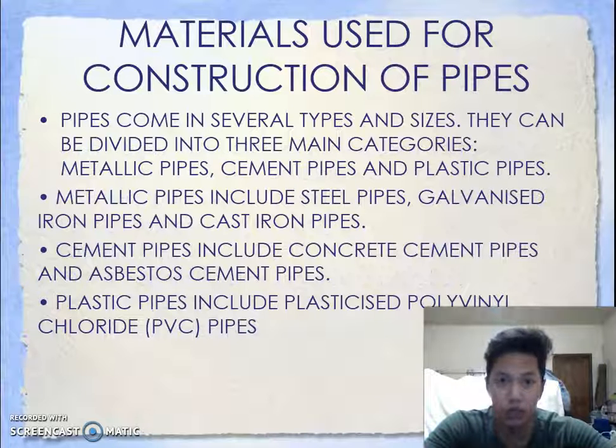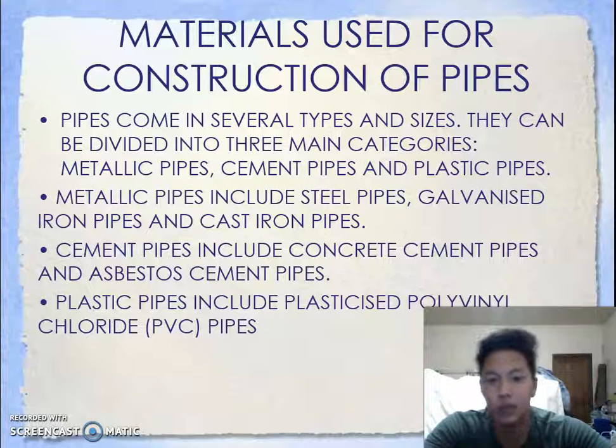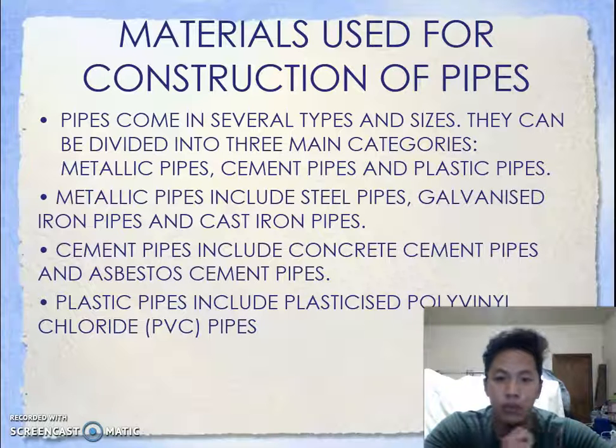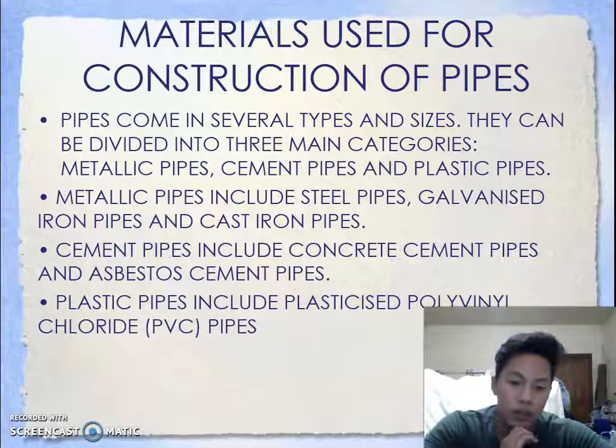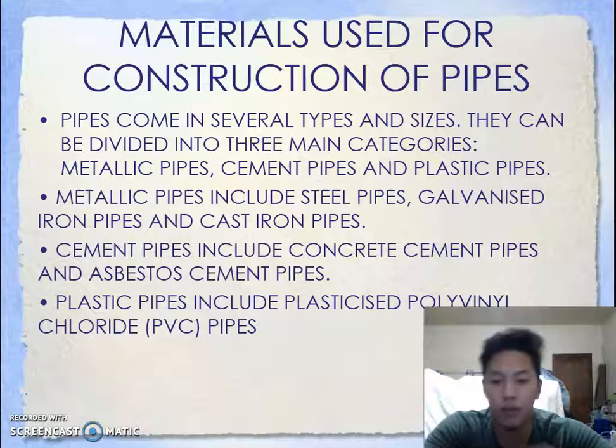Materials used for construction of pipes. Pipes come in several types and sizes. They can be divided into three main categories: metallic pipes, cement pipes, and plastic pipes. Metallic pipes include steel pipes, galvanized iron pipes, and cast iron pipes. Cement pipes include concrete cement pipes and asbestos cement pipes. Plastic pipes include plasticized types like polyvinyl chloride, PVC pipes.